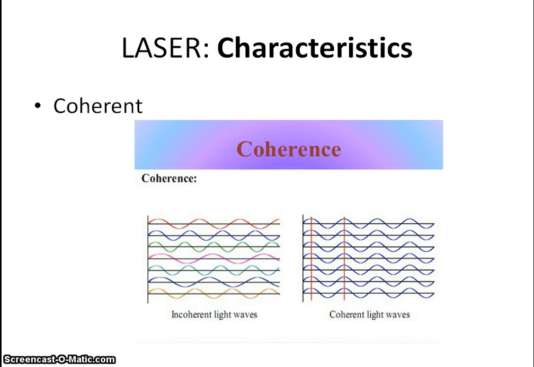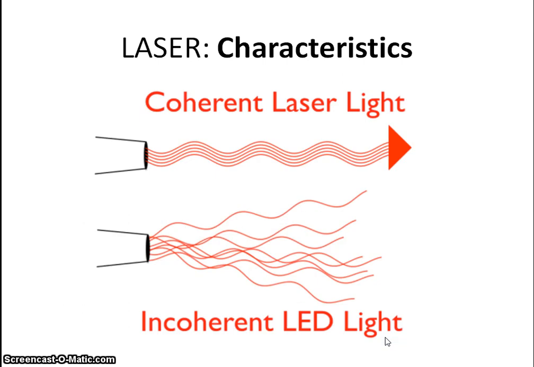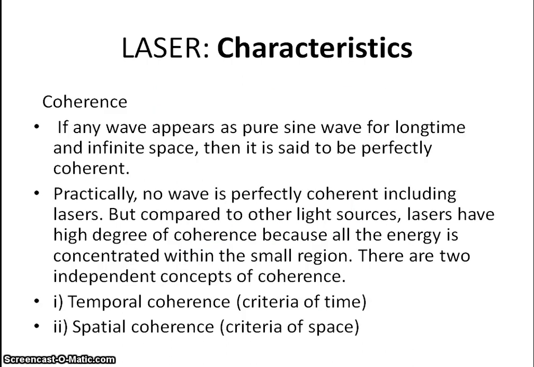This picture shows you what is incoherent light and what is coherent light. The first picture is incoherent light, whereas the second picture shows what is coherent light. This diagram also shows you once again the difference between a coherent light and an incoherent light. Now, with respect to coherence, if any wave appears as a pure sine wave for a long time and infinite space, then it is said to be perfectly coherent. Practically no wave is perfectly coherent, including lasers.